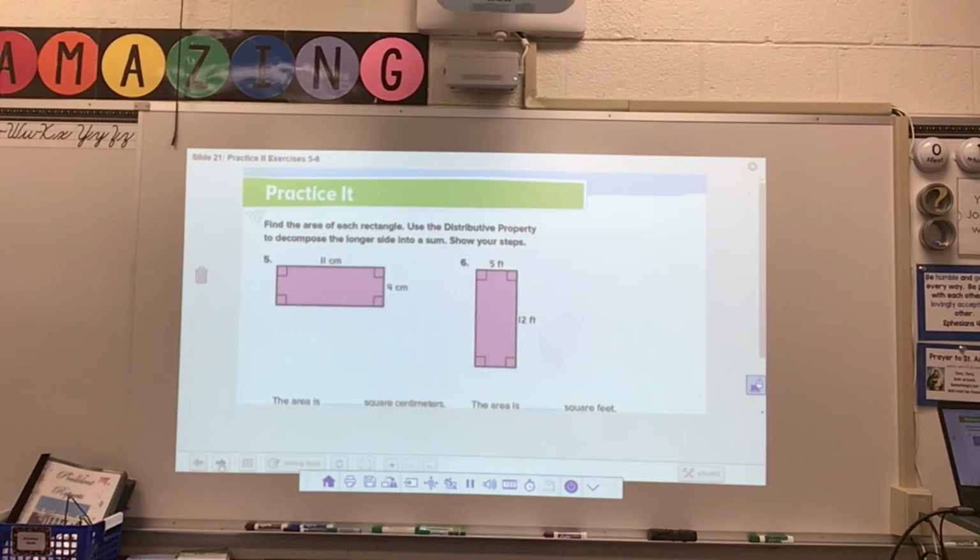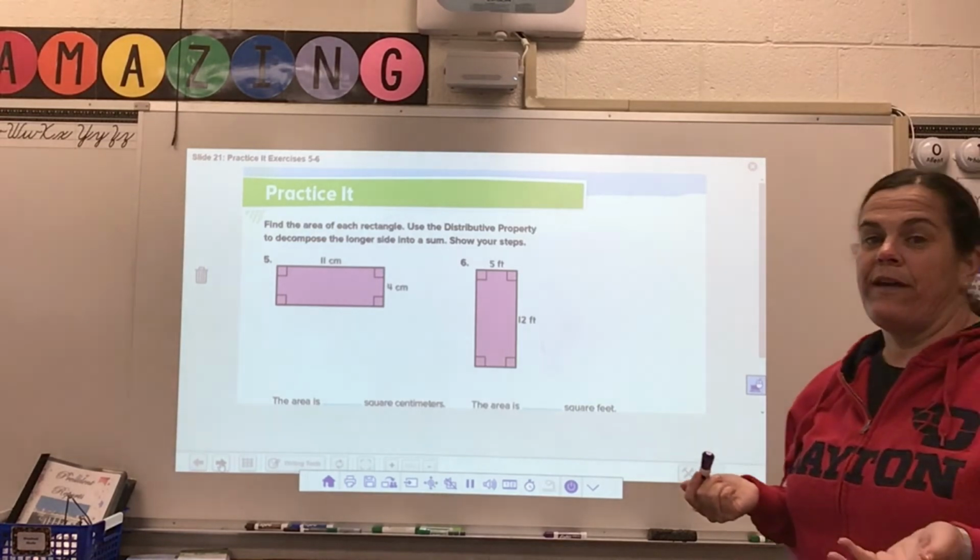All right, here we don't have any squares. We have to use the distributive property to decompose the longer side into a sum. Now, it does say to show the steps that you use to work it. So look at exercises 3 and 4 as your examples. That's how you're going to show the distributive property. Here, you can do it however you want, but I recommend doing it in a way that you're making things easier for yourself.